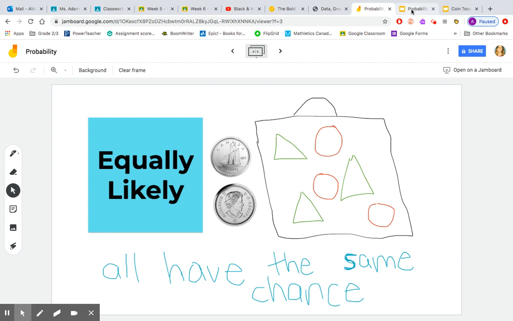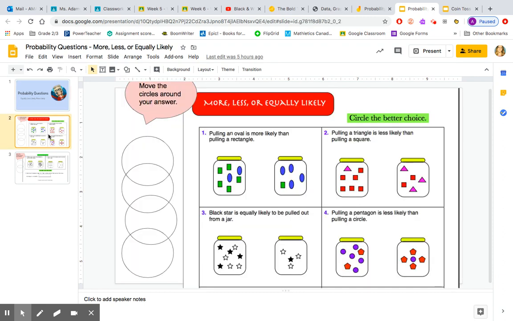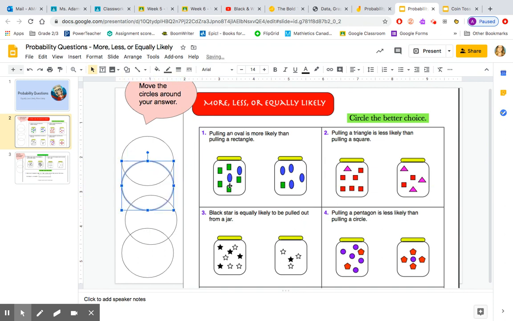So now going to the work that we're doing this week for these words: equally likely, less likely, more likely. Let's look at some questions together so you know exactly what to do. So it says pulling an oval is more likely than pulling a rectangle. So we're going to look at the two jars here and you are going to move this circle over on top of the jar that makes sense for the sentence. So the sentence says pulling an oval is more likely than pulling a rectangle. That means that there are probably more ovals than rectangles in the jar because you are more likely to pick an oval.